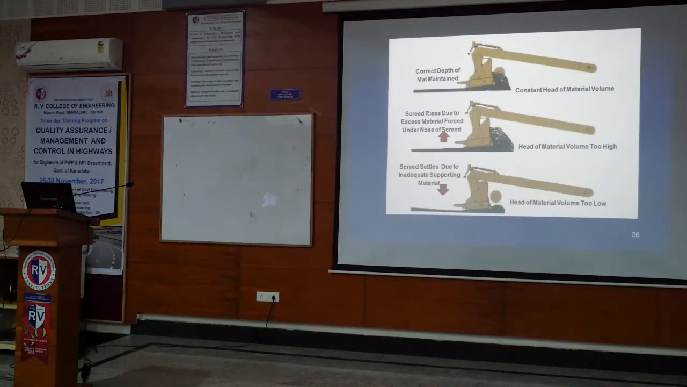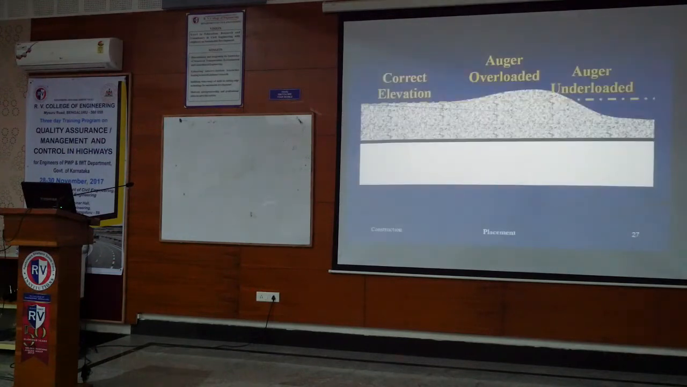So here also in the paver, the operator should keep the load at about the auger height. Suppose that is not the case, then we do not get the profile. It will not be uniform. And the end objective of the paving is to have a uniform profile. This is what happens. If it is overloaded, we get a hump there. If the auger in the paver is underloaded, we get a depression there.